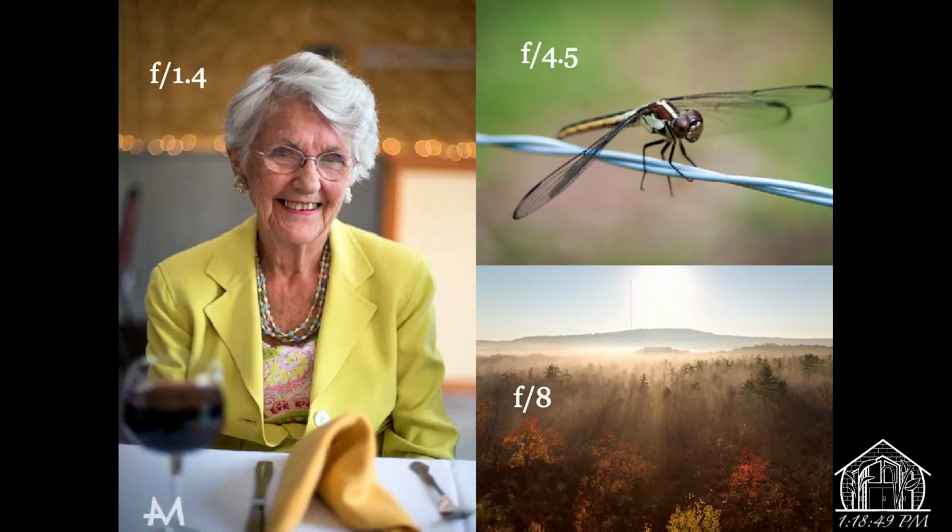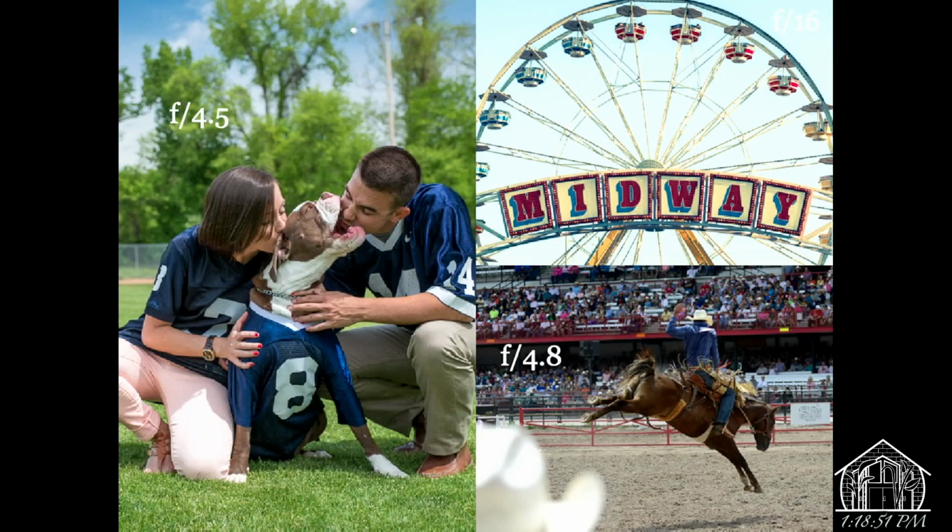If you see right here at the bottom, there's an aperture of f8. We're taking a picture of a landscape because you want everything in focus. Here's another example. With the bottom right picture, we have an aperture of 4.8. But what will be our shutter speed? High or low?